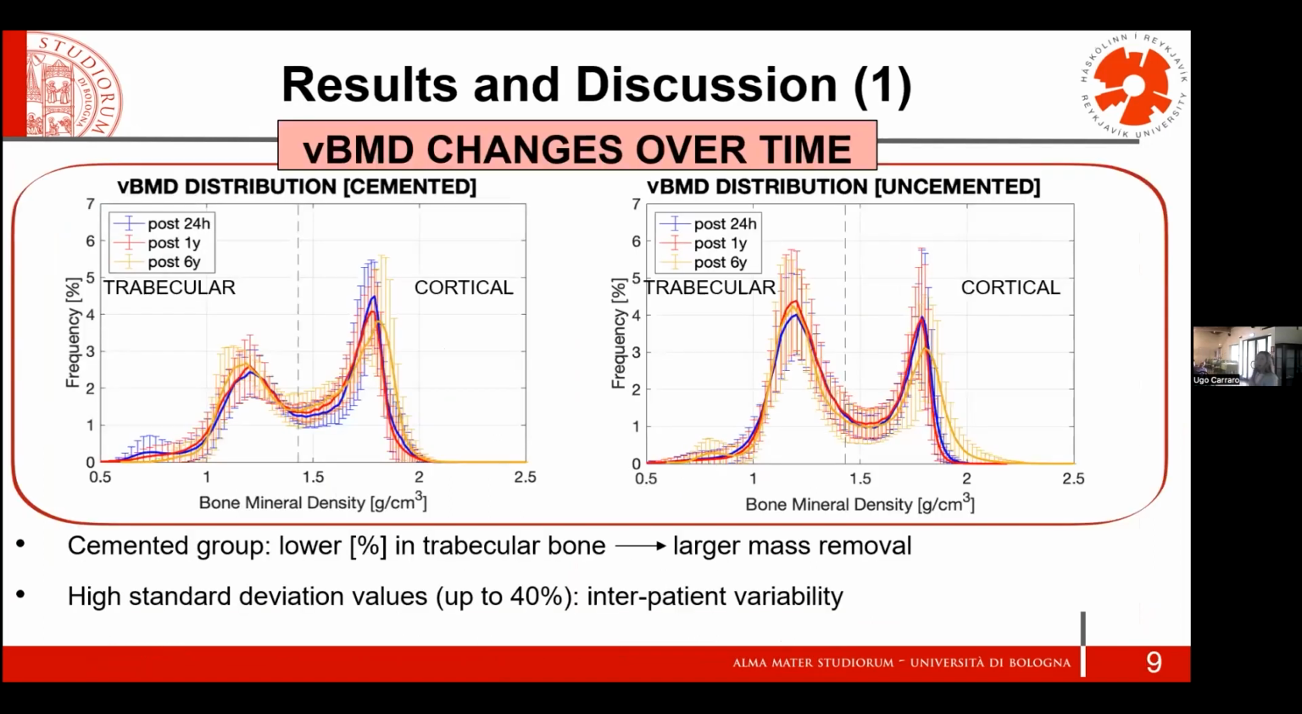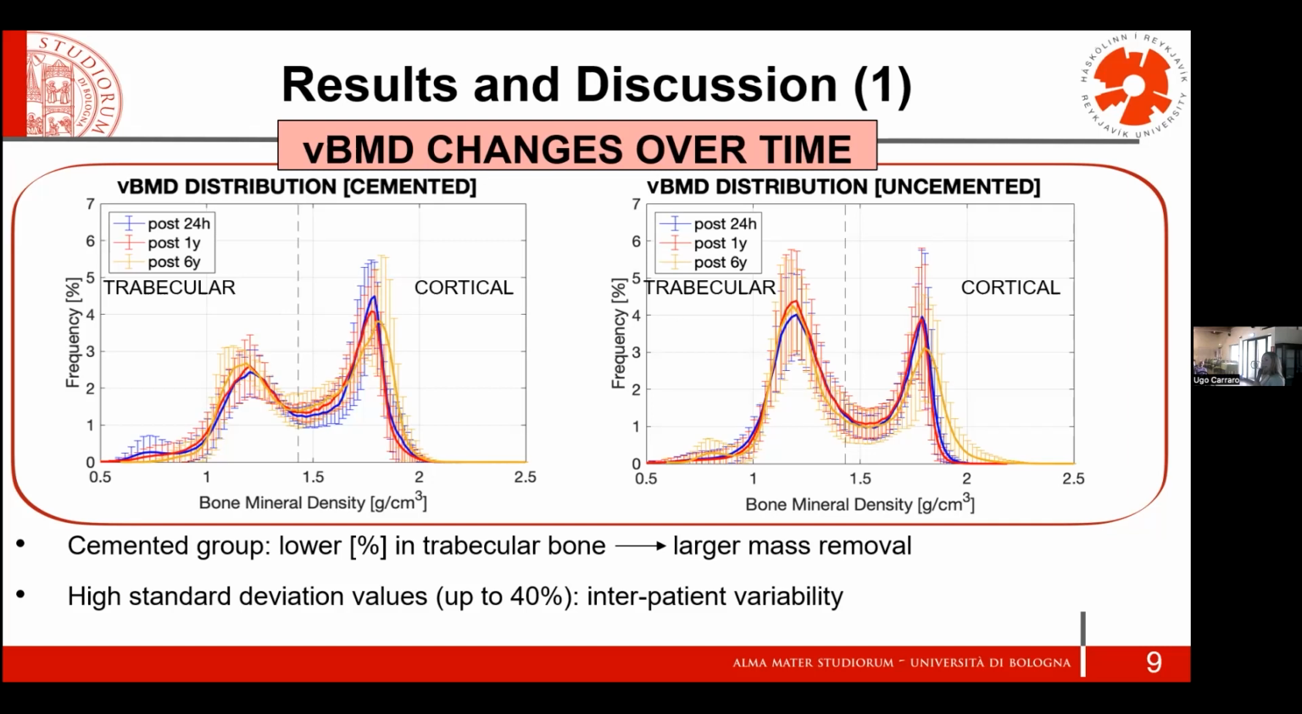So, results of the bone mineral density. Here we see the average and the standard deviation of the bone mineral density evolution for the cemented and the uncemented cohort. The blue, red, and yellow lines stand for post 24 hours, post 1 year and 6 years post-operation respectively. On the x-axis we have the bone mineral density, and on the y-axis we have the frequency, the percentage of voxels at that specific density. With this line, we split what we consider trabecular bone from the cortical one.